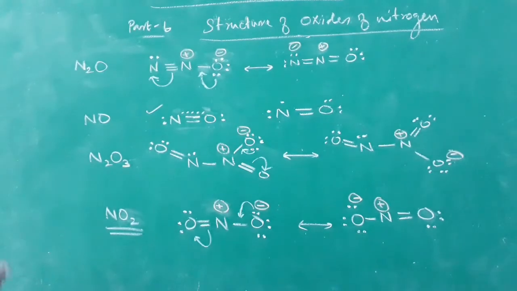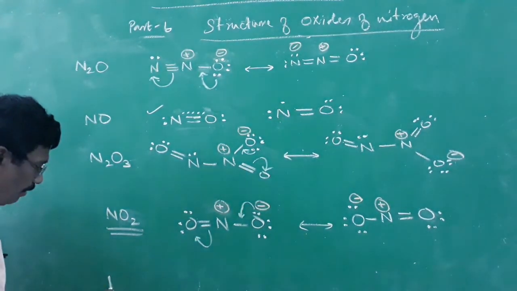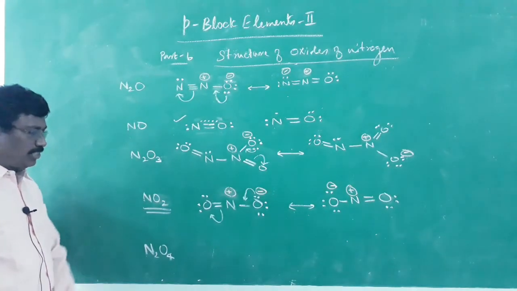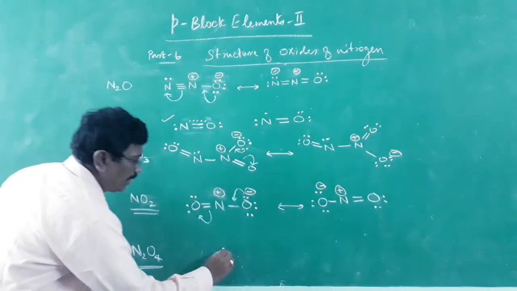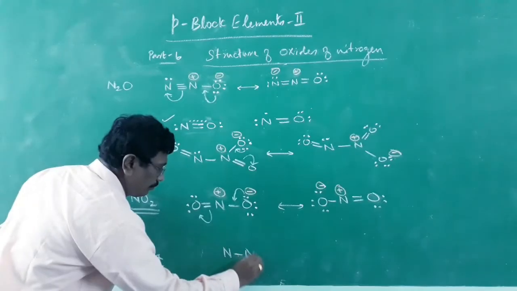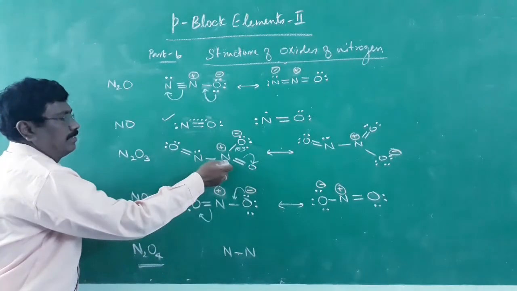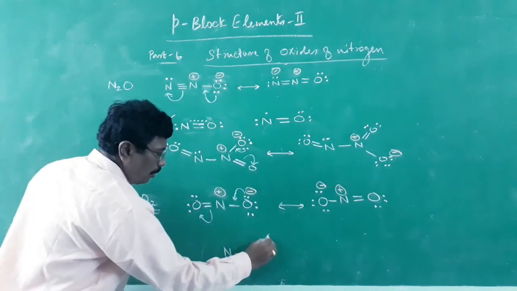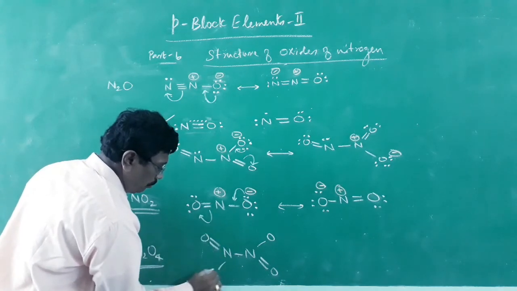If we go for N2O4, now I think you can write the structure yourself. You can try. Let me give you a clue. N bond N. Remaining O2, another O2. How? Single bond O, double bond O. Double bond O, single bond O. That's all.